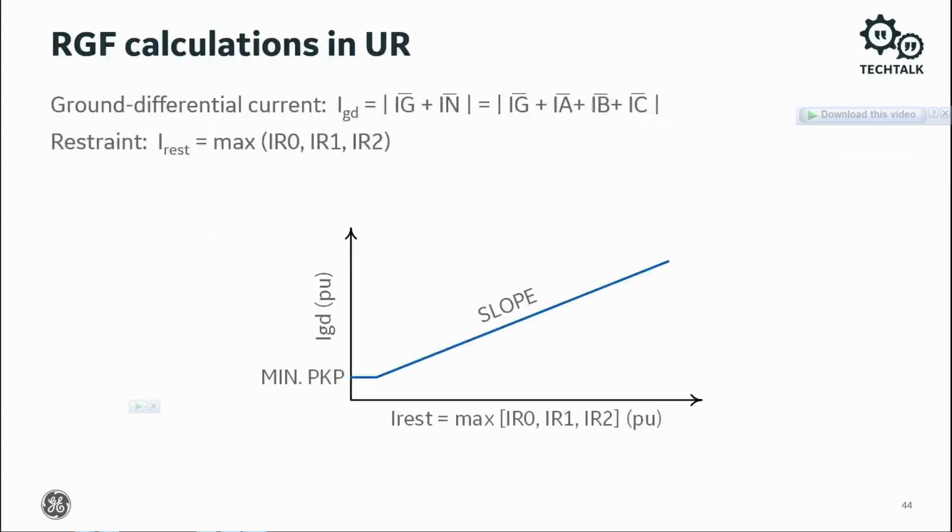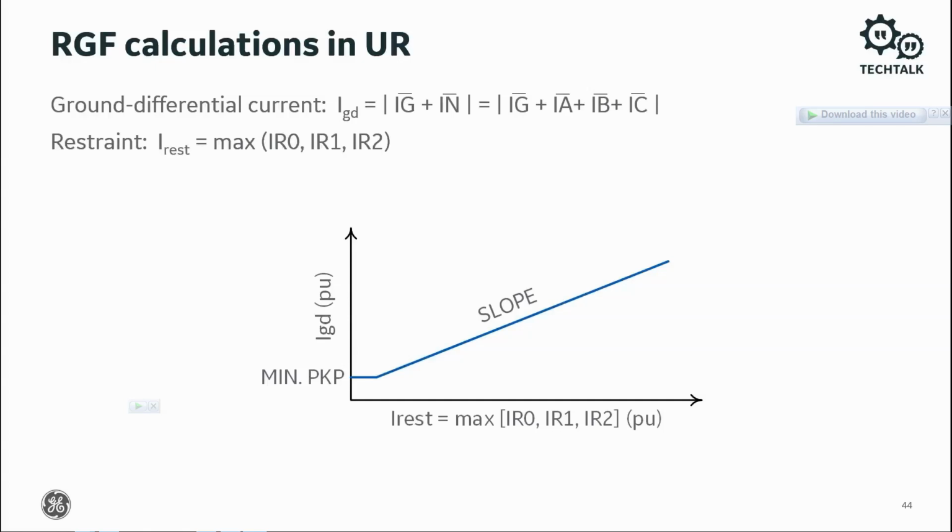Restricted ground fault is slightly different in the UR 8 series and P34X relays. RGF calculations are those of a low impedance bias differential. The differential current is produced as an unbalanced current between the ground current of the neutral CT, IG, and the neutral current derived from the phase CTs. IN equals the vector summation of IA plus IB plus IC.